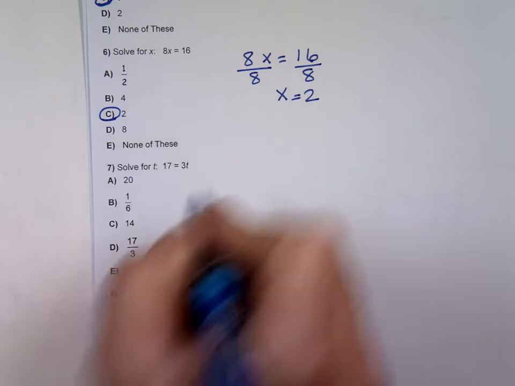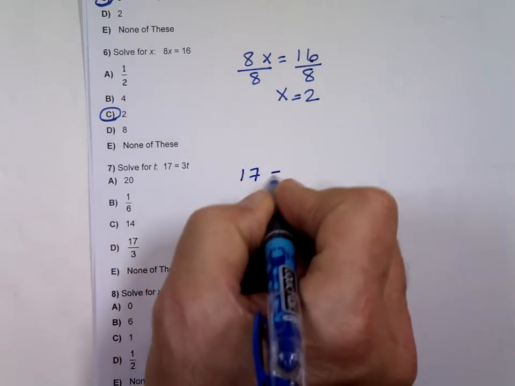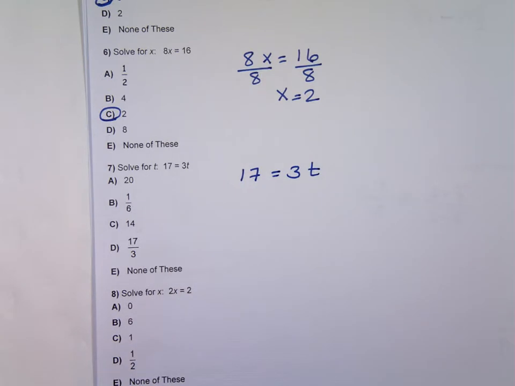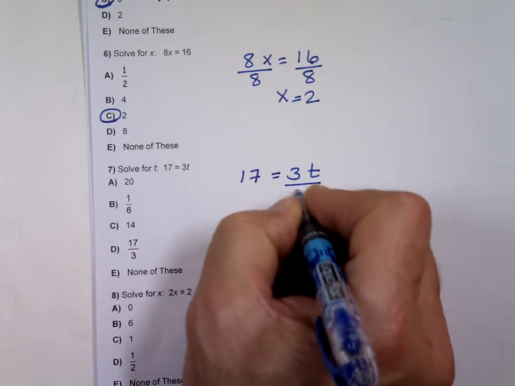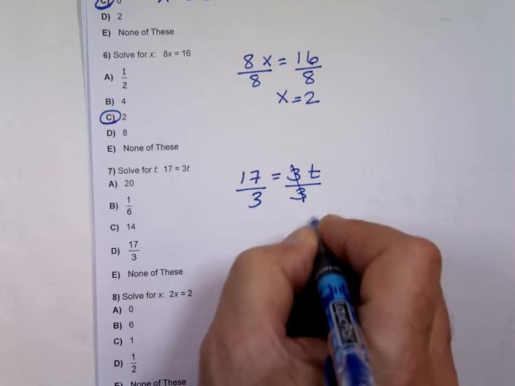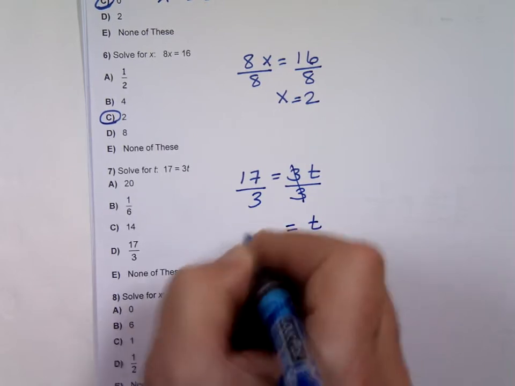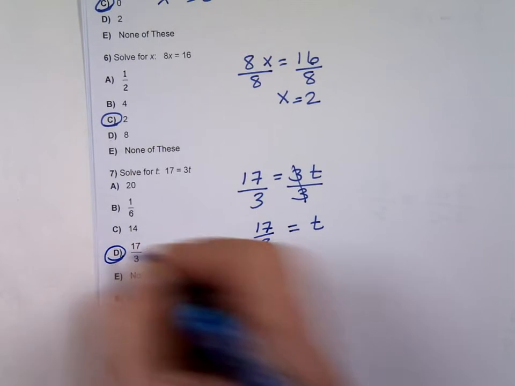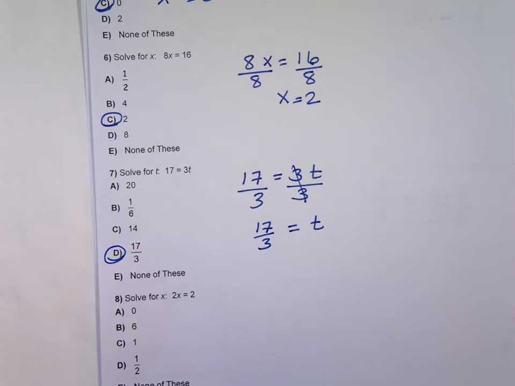Solve for t. 17 equals 3t. That's still multiplications. And the opposite to multiplication is division. You divide by 3 because you want to make sure it's only 1t. T equals 17 over 3. And notice they have that answer here. You don't have to change it to a mixed number.